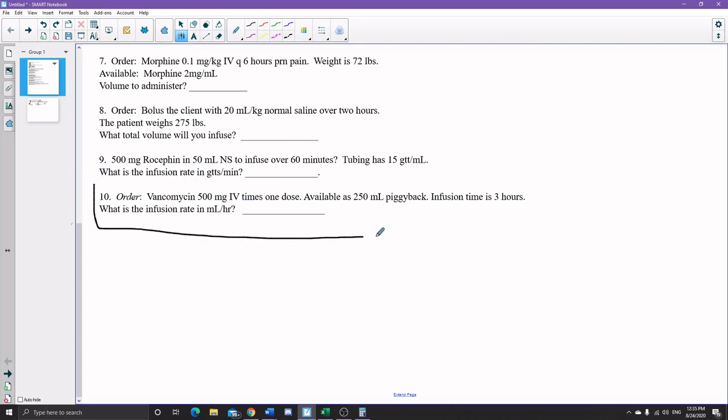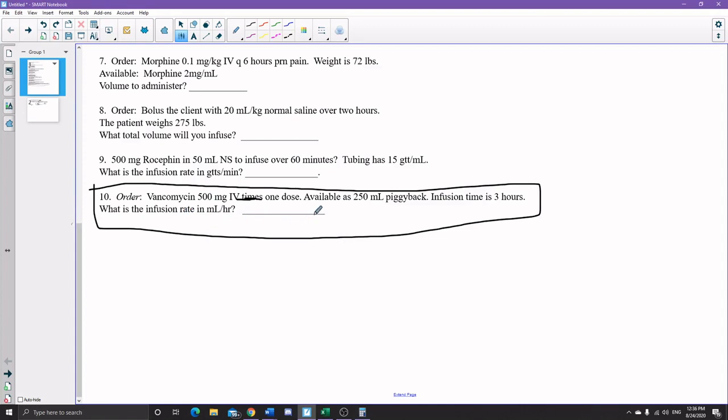Alright, let's do the last question here. Okay, we have vancomycin, 500 milligrams, IV, IV times. That's definitely an error. 500 mg IV times 1 dose. So I guess that's just 1 dose. Available as 250 ml piggyback. Infusion time is 3 hours. What is the infusion rate in milliliters per hour?